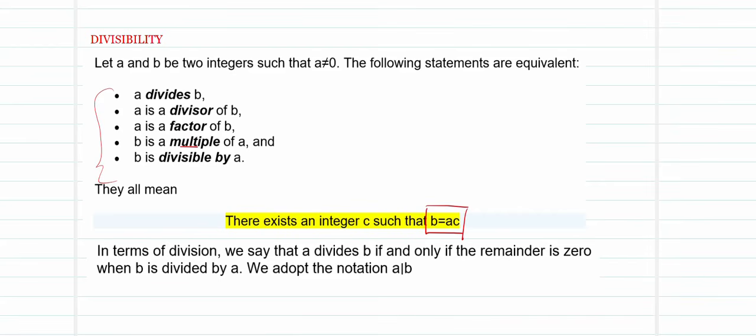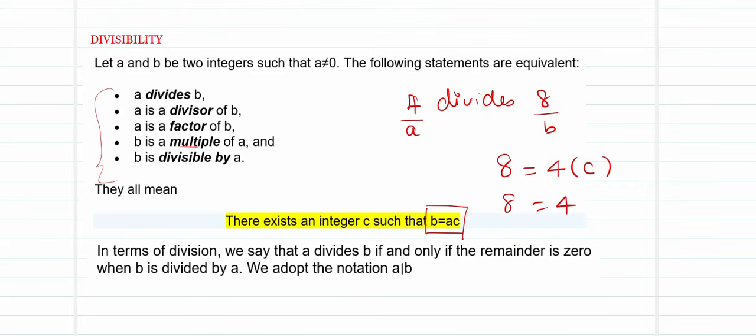Say, for example, 4 divides 8. Now 4 takes the role of a and 8 takes the role of b. So I can express 8 as 4 times an integer c, and we know that this integer is nothing but 2.